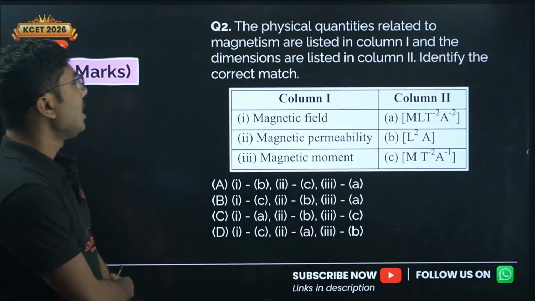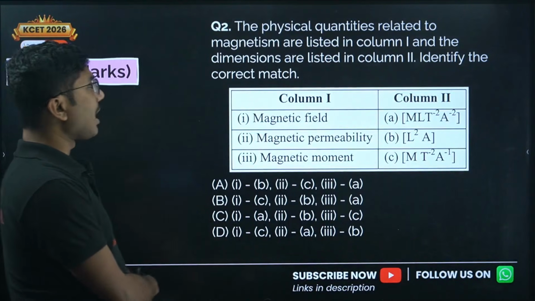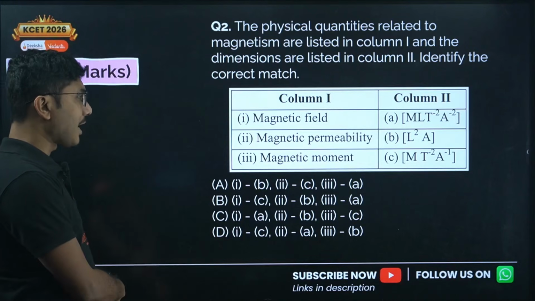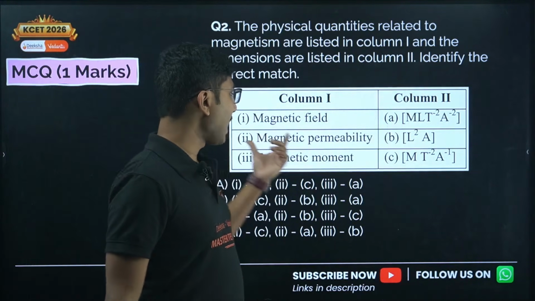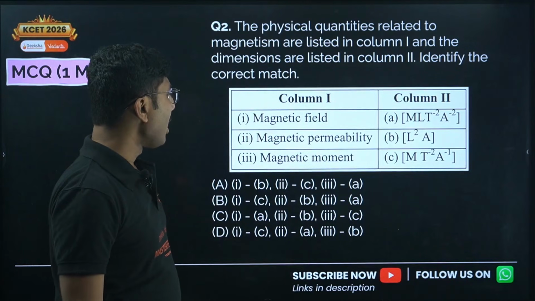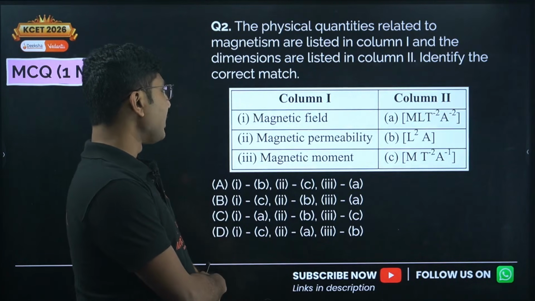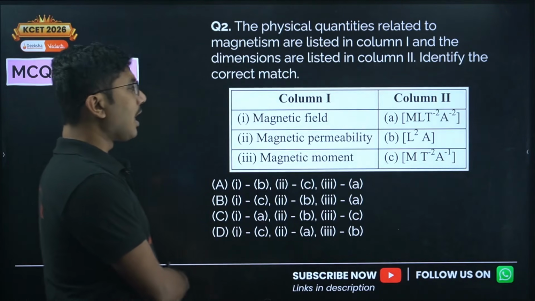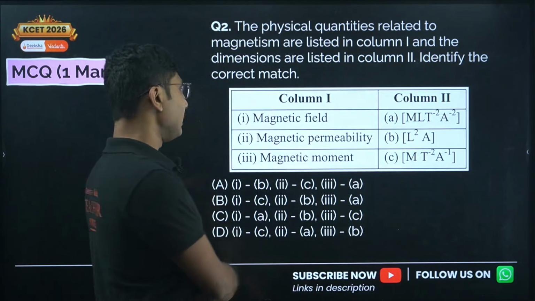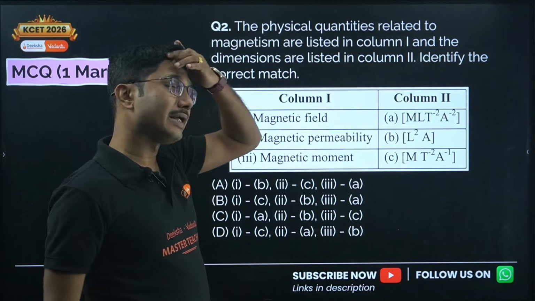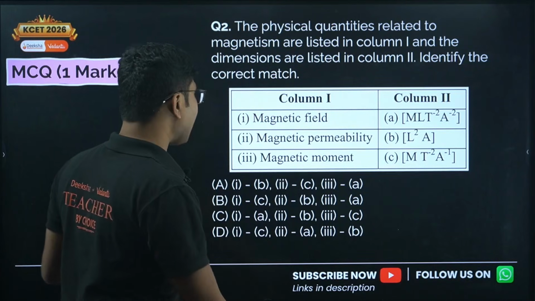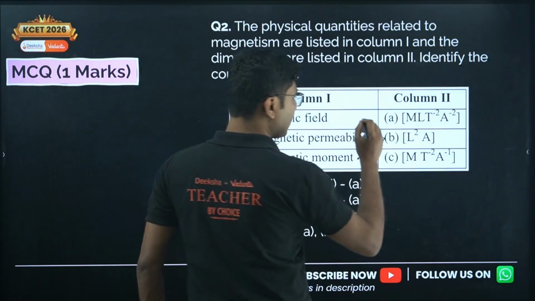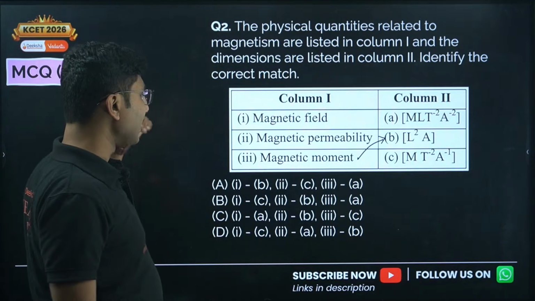Now the next question. The physical quantities related to magnetism are listed in column 1 and dimensions are listed in column 2. Identify the correct match. So here we have quantities and dimensions and you have to match them. We have magnetic field, magnetic permeability, and magnetic moment as well. You might be thinking, sir, this can be a little difficult. But you have to remember that magnetic moment is given by current times area. So the matching for magnetic moment is current into area. That means this is the matching for number 3, so number 3 with B.